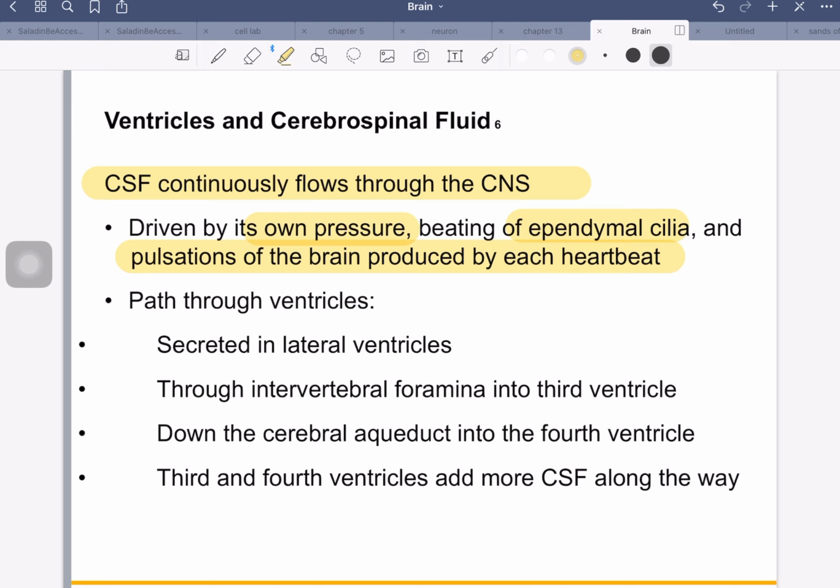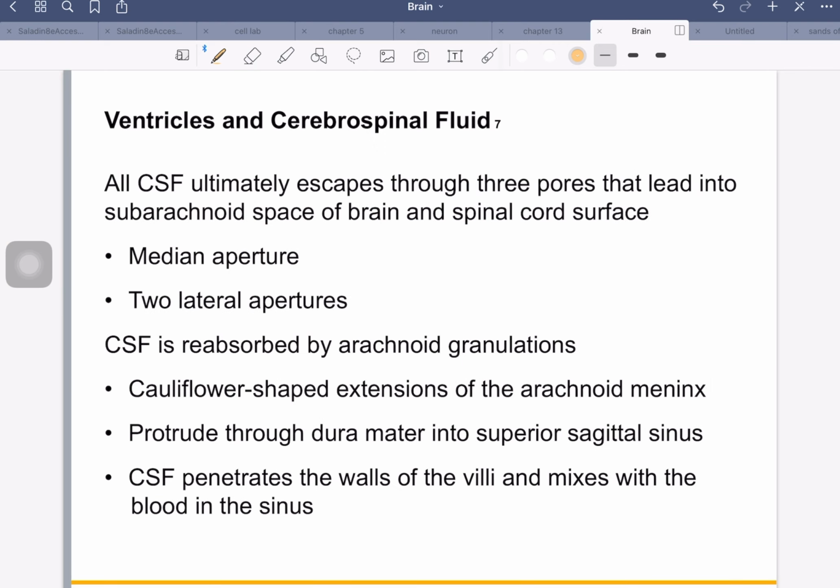And as we said, the root is, it's secreted in the lateral ventricles. There's a few other places where it's also made. It's not just the lateral ventricles. It passes through the interventricular foramina into the third ventricle, down the cerebral aqueduct to the fourth, and the third and fourth ventricles can add more CSF along the way.